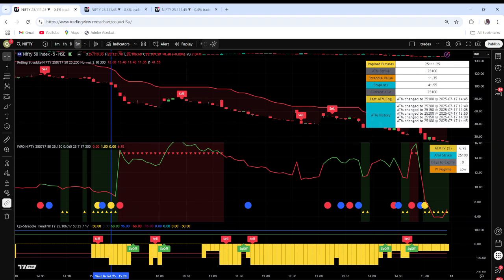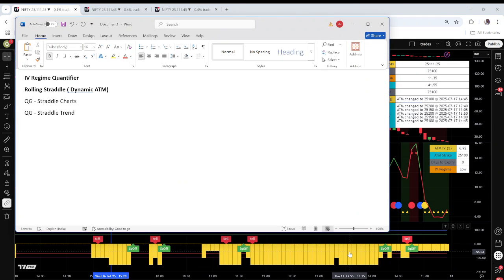Before we start, you have received an email regarding the indicator names. There was a small mistake on my part. IV regime quantifier and rolling straddle dynamic ATM do not have the letters QG in front. The indicators are named like this: IV regime quantifier and rolling straddle. Correct. So don't look for QG with 4 indicators. QG will be in 2 and the other 2 will be named like this.